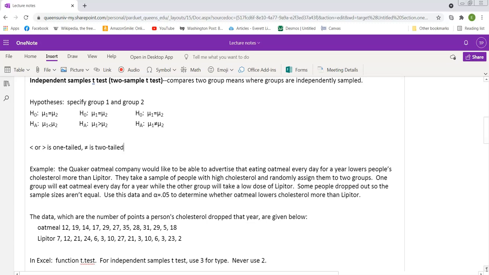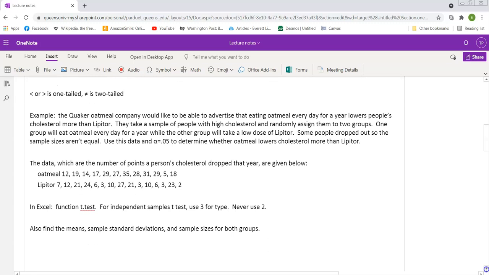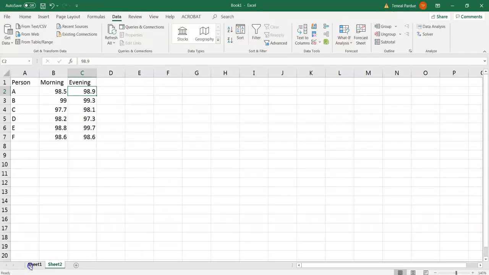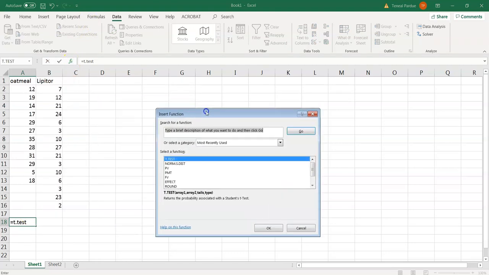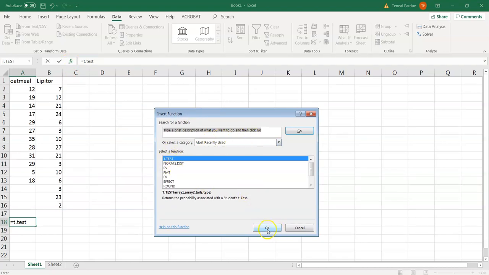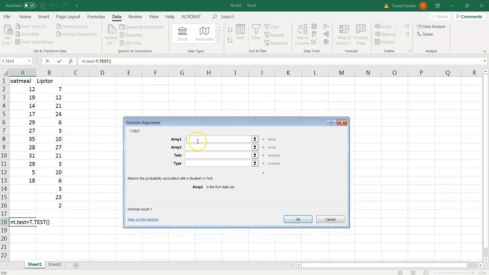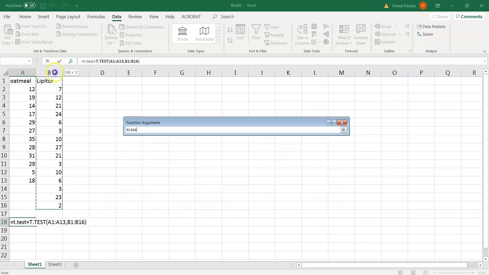Anyway, so equal sample sizes is nice, but not required. So in Excel, we're going to use the function t.test. So t.test, and if you hit the FX button, it will prompt you for everything you need. Array 1 just means your first group of data. Array 2 is your second group of data.